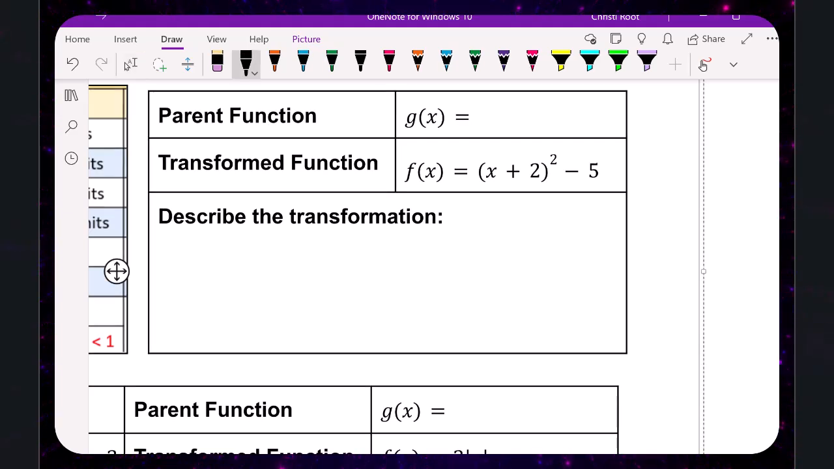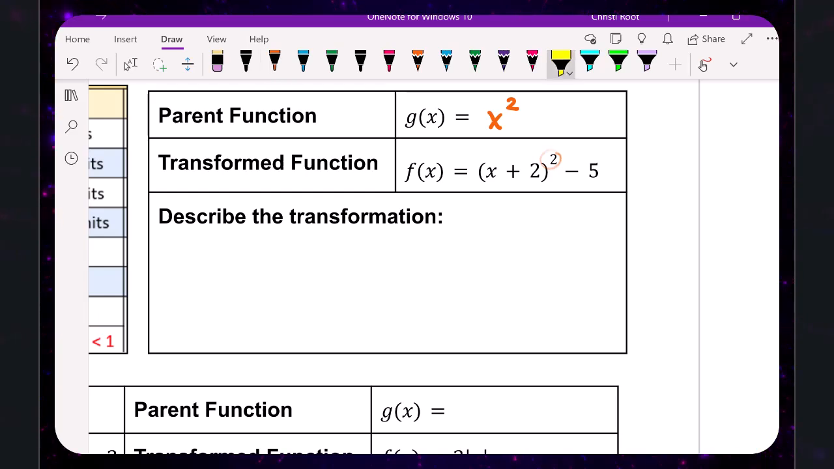So what I want you to do first is figure out what the parent function is. You see how this is like a little square here? That gives me an idea that the parent function is x squared. So it's a parabola, and I know what it's going to look like. It's going to be a U shape.